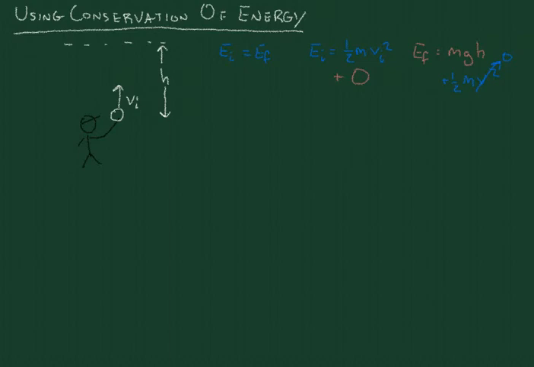So now we can just solve this and say that 1/2 m v initial squared is equal to mgh. We see that the masses cancel, and so the height is simply the initial velocity squared over 2g.